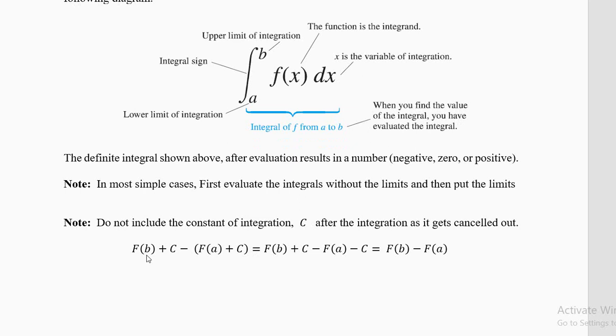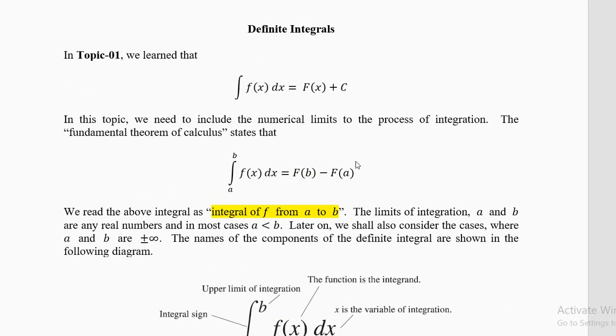Suppose you decide to put C, the constant of integration, you'll have f of b plus c minus f of a plus c, which is equal to capital F of b plus C minus F of a minus C. The C gets cancelled out, so there is no C to begin with. Even by mistake, if you put the C, it will go away in the subtraction. So you don't have to put any C when you have the definite integrals.